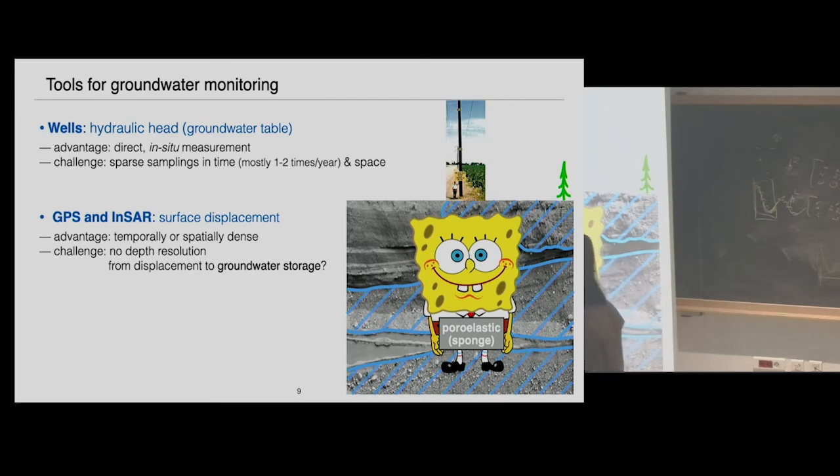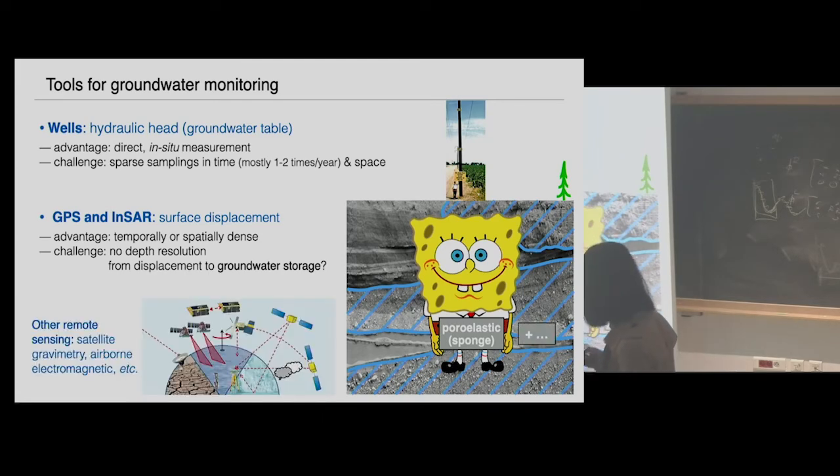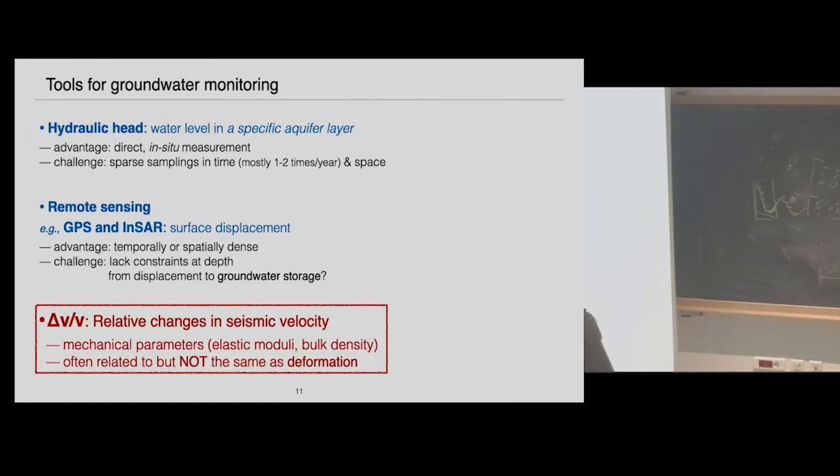But the challenge with this type of data measured on the Earth's surface is that they lack the very crucial constraints for variations at different depths. And so in the end, what people are typically interested in is the groundwater storage. But it's actually not easy to model the groundwater storage from displacement without knowing properly the aquifer structures first. There are also other remote sensing techniques, for example, satellite gravimetry, airborne electromagnetics, but they suffer from similar limitations.